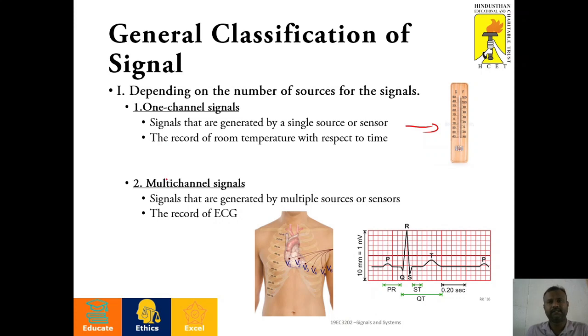Then multi-channel signals, where we have multiple sensors. An example is our electrocardiogram. While taking this ECG, there are 6 different sensors placed around our chest. Information is obtained from all those 6 sensors, and then we get the ECG signals. So here the information is from multiple sources. Hence this kind of signal is called a multi-channel signal.